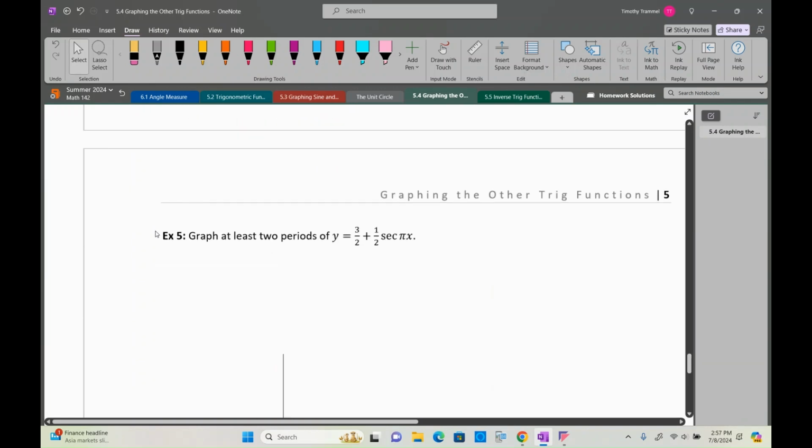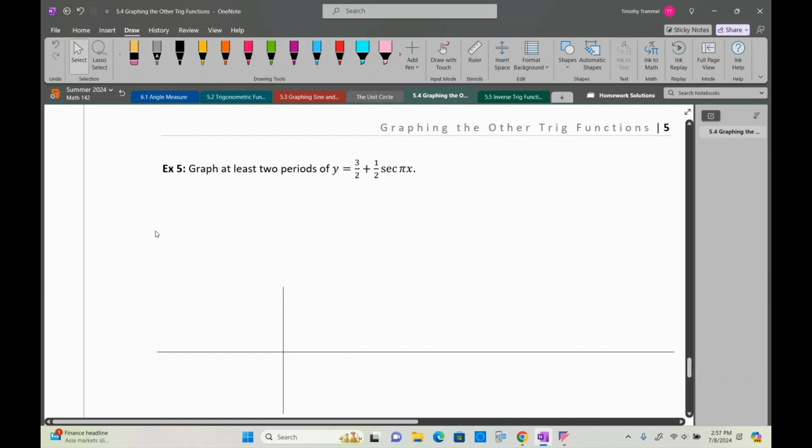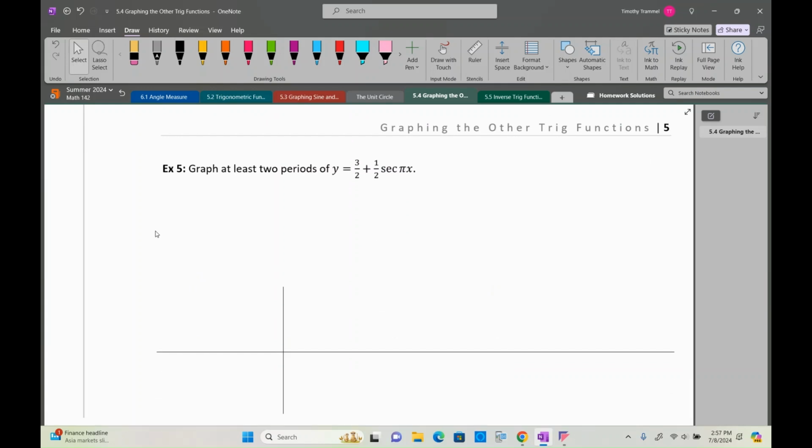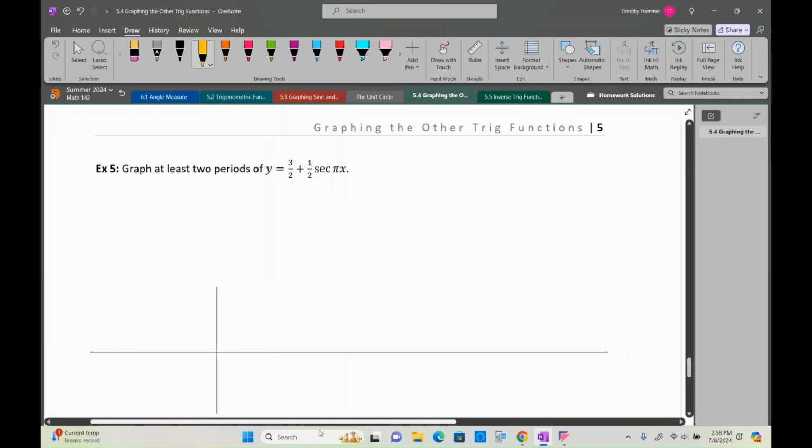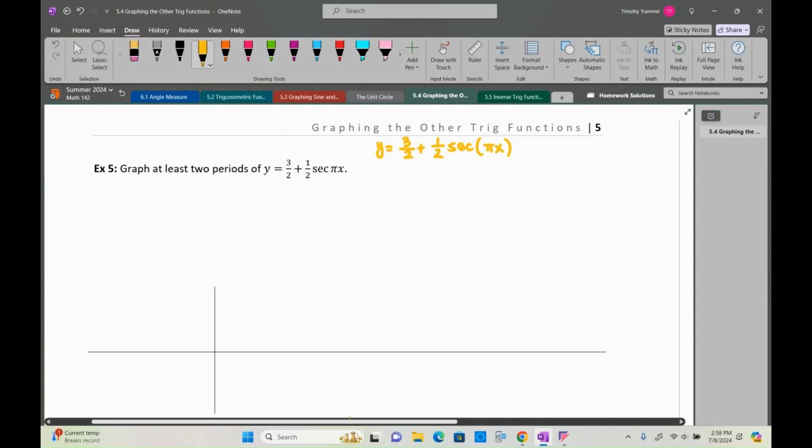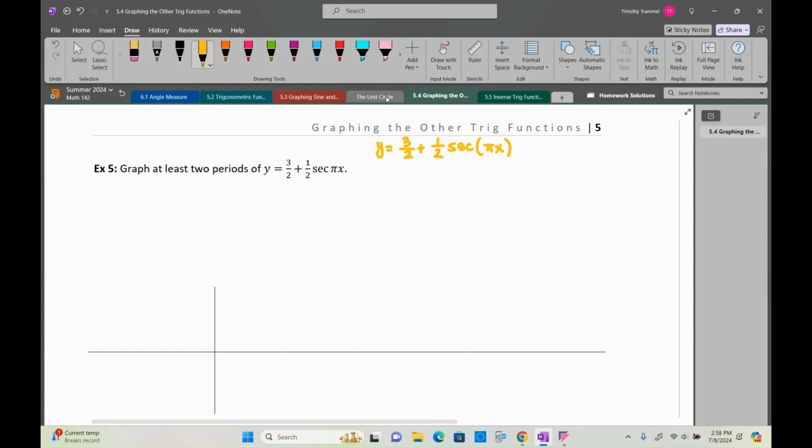So I have 2 examples for us to try here. So example 5 says to graph at least 2 periods of y equals 3/2 plus 1/2 secant of pi x. So I want us to start off by instead thinking about y equals 3/2 plus 1/2 secant of pi x. And what I'm going to have us do is come up with all the same things that we usually come up with. For instance, 3/2 is our vertical shift.